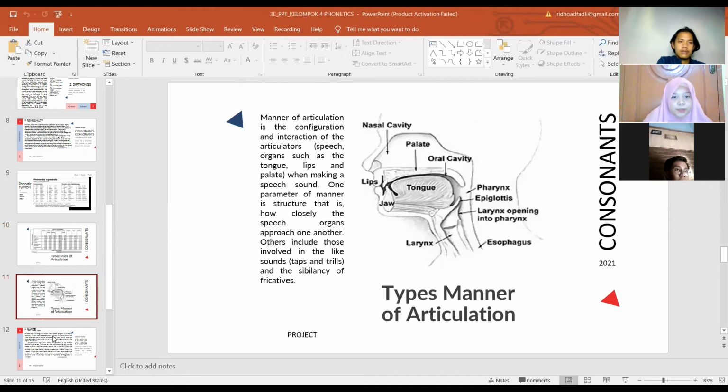Types of manner of articulation. Manner of articulation is the configuration and interaction of the articulators, speech organs such as the tongue, lips, and palate, when making a speech sound. One parameter of manner is stricture, that is, how closely the speech organs approach one another. Others include those involved in like sounds, taps and trills, and the sibilance of fricatives.